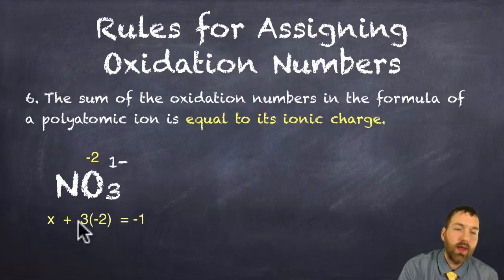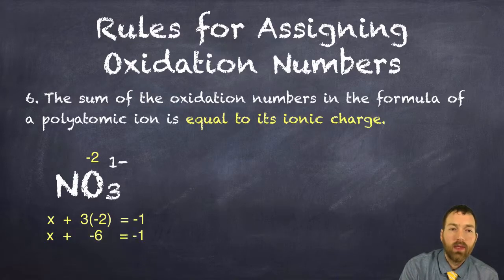So here's the math you could do, or you could do it in your head like I did. So x plus 3 times -2 is equal to -1, solve for x. So we subtract 6 from both sides, -6 from both sides, and we get a +5.